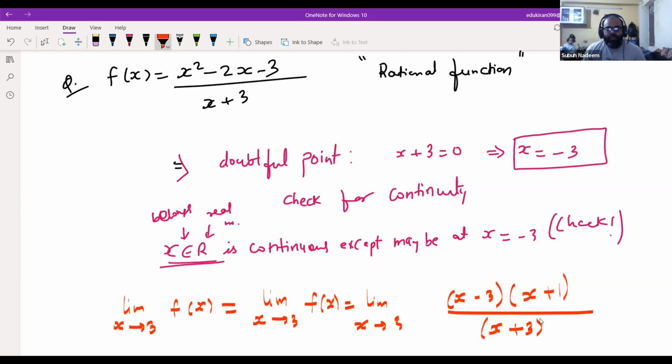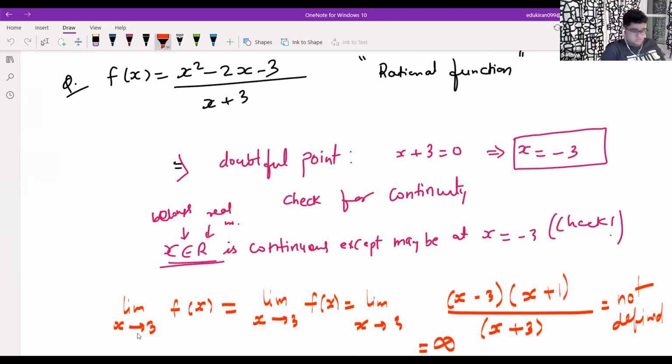So clearly x minus 3 and x plus 3 are not getting cancelled here. We were hoping that if we were getting x plus 3 in the numerator, then there was a chance of it getting cancelled, but it is not getting cancelled. So it is not defined at x approaching 3. It is infinity, or you can say, x is approaching -3, not 3.